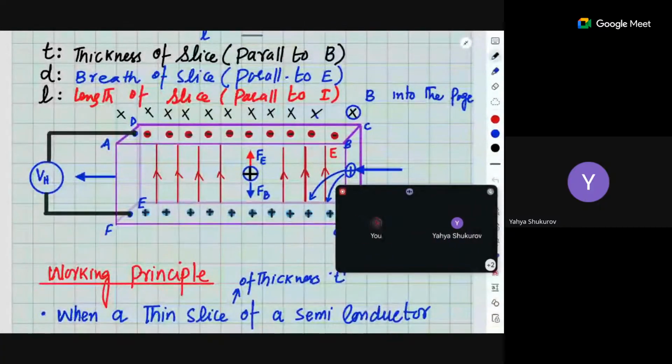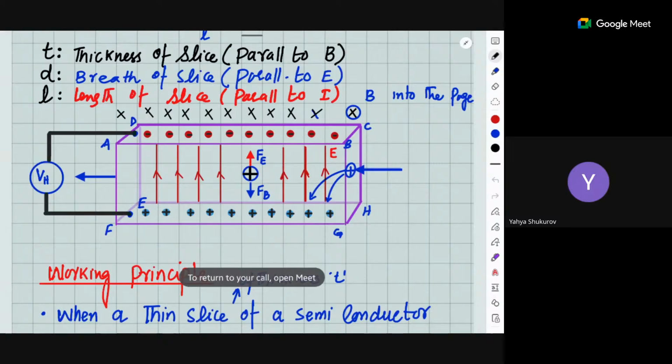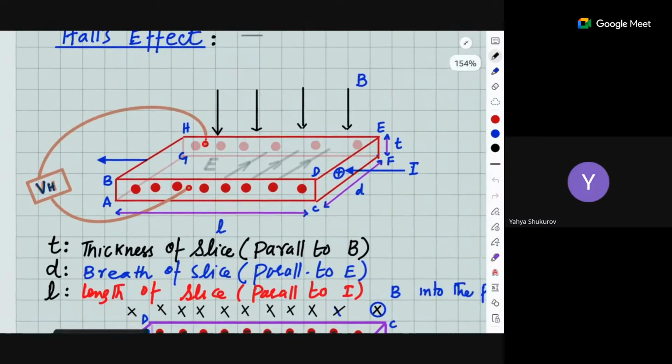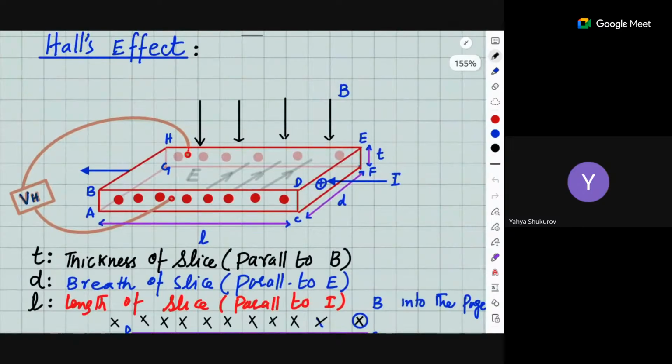So we were here at this point: the Hall effect. I will give you a recap and then we will continue with today's lesson.